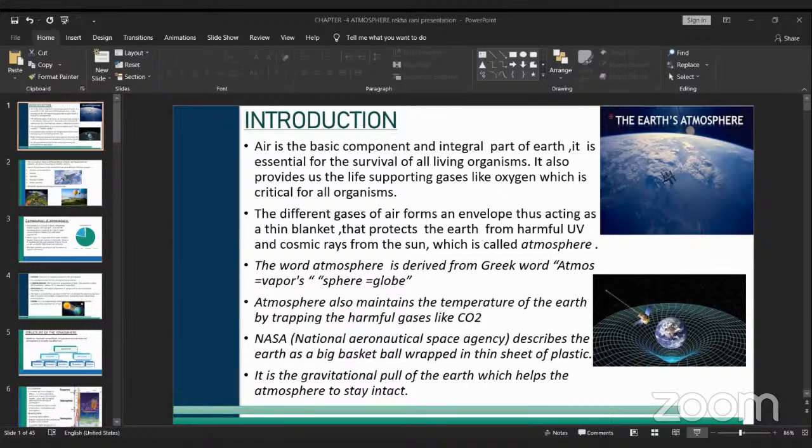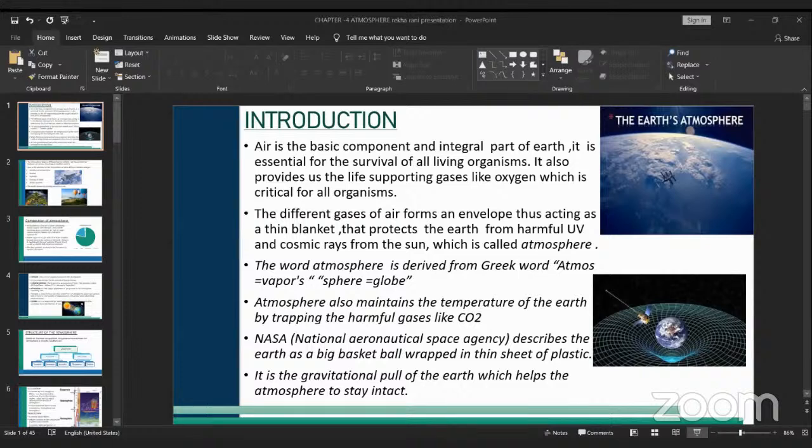Then the structure of the atmosphere. Based on chemical composition, temperature and altitude, the atmosphere is broadly classified into homosphere and heterosphere. The homosphere is again classified into troposphere, stratosphere, and mesosphere. And the heterosphere is again classified into thermosphere and exosphere.